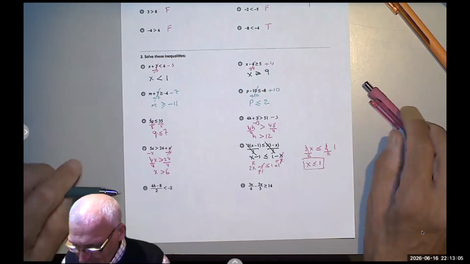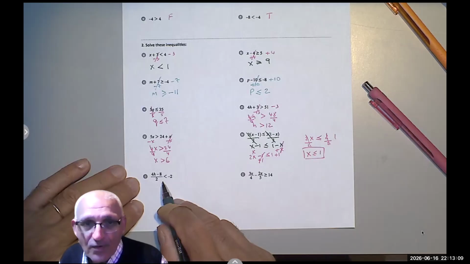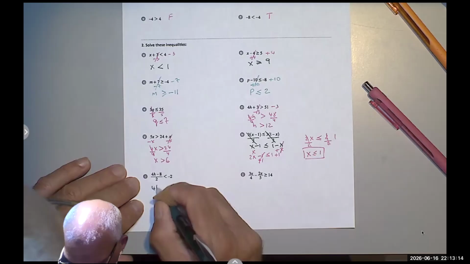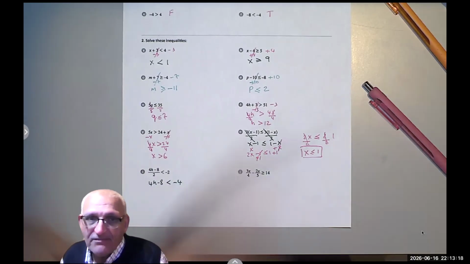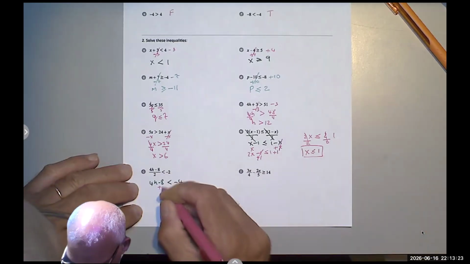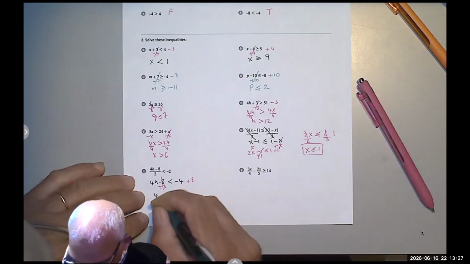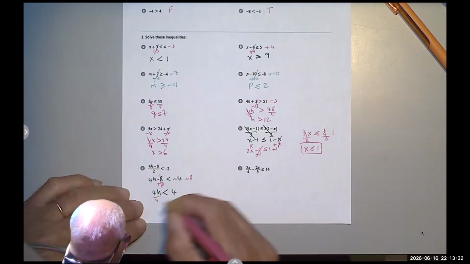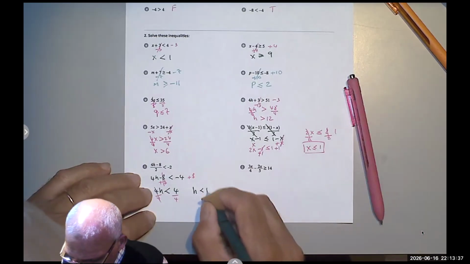Okay, 2 more. Here, I need to multiply by 2 both sides. So this would be 4h minus 8 is less than or equal to negative 4. Just multiplied everything by 2. Then I'm going to add 8 to both sides. I get 4h is less than 4. Divide by 4 both sides. Sure enough, I get h is less than 1.